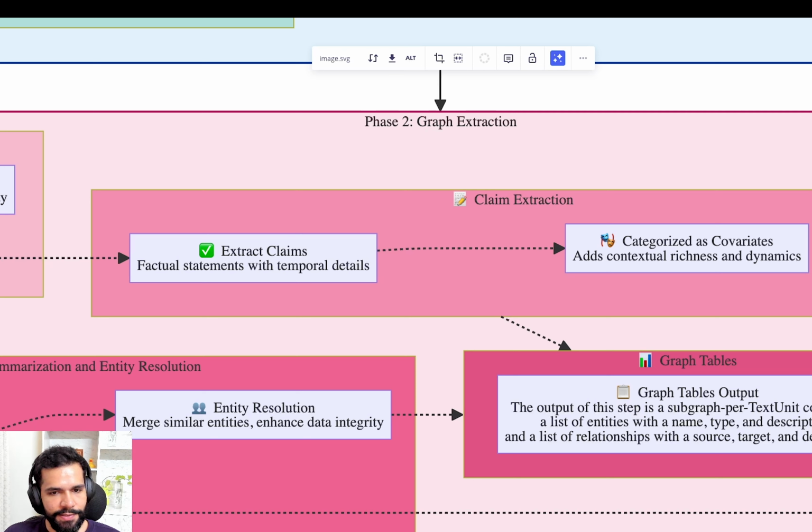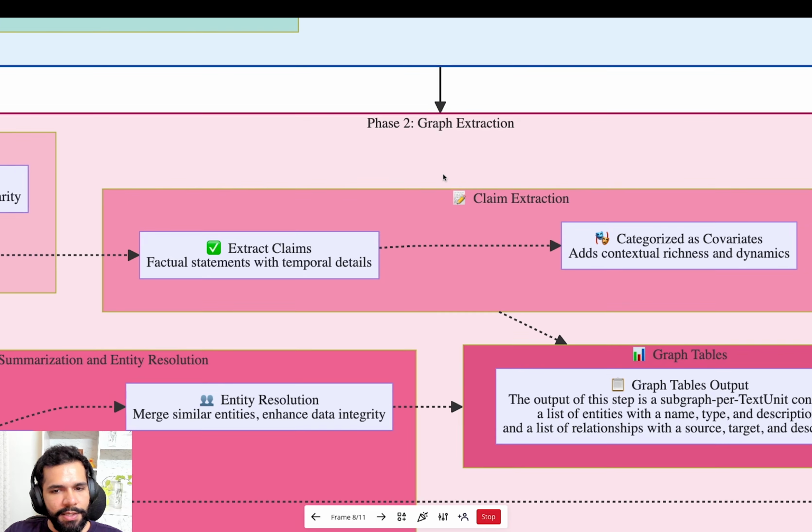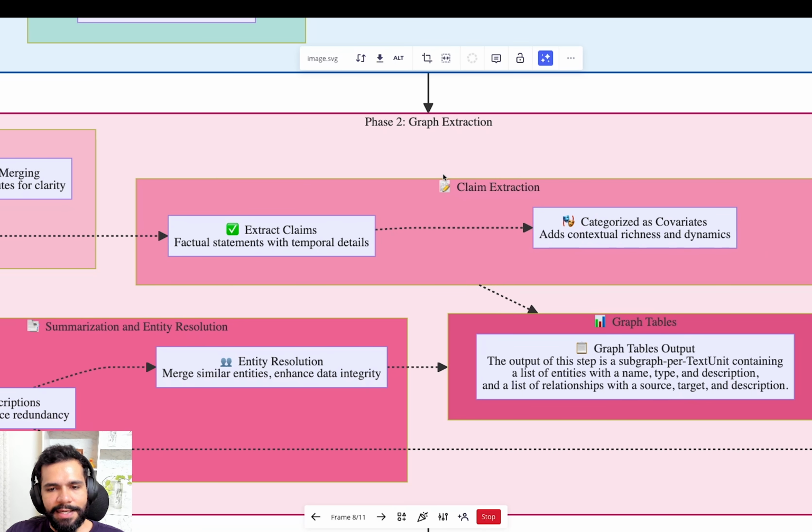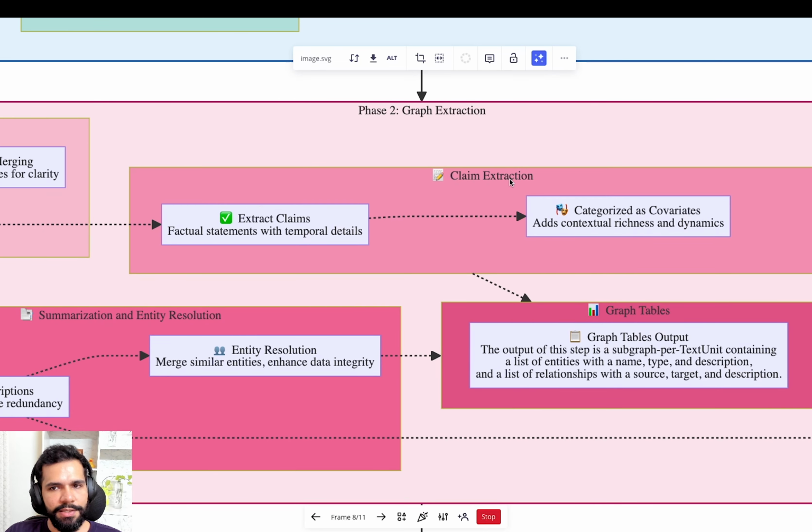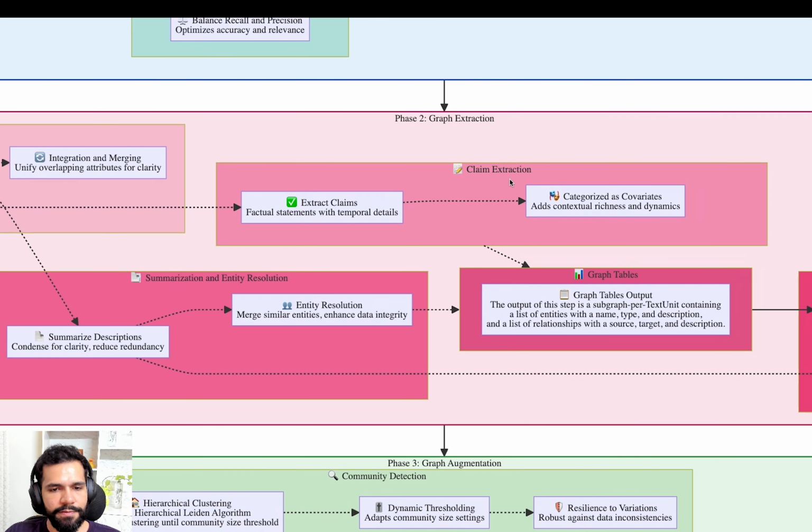And that's where this plays a very huge part, that it adds a layer of depth to our graph. It makes it more temporally understandable and editable as well. So we call these claims covariates in the research paper, and they are responsible for enriching the context within the graph.